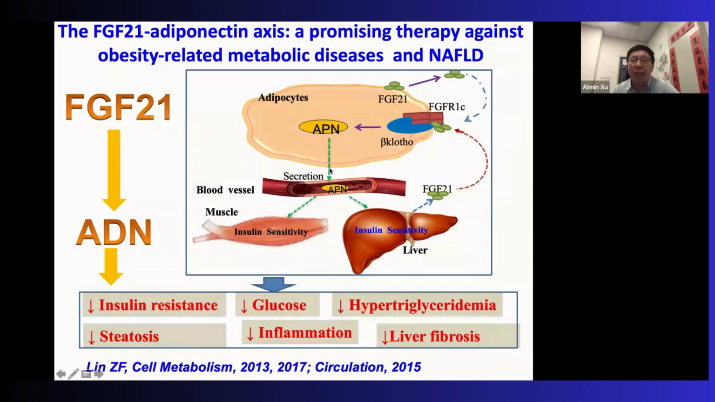And then adiponectin can travel through the bloodstream to the liver to improve insulin sensitivity and to decrease fatty liver. It can also act in the muscle to decrease lipid accumulation and improve insulin sensitivity.